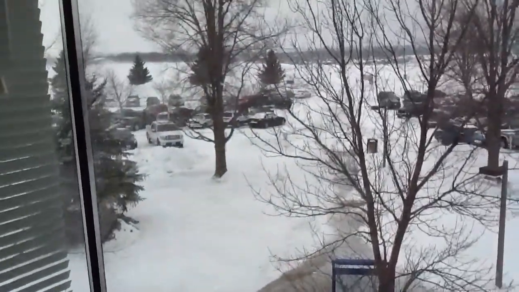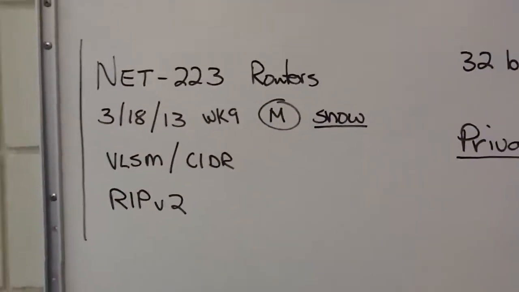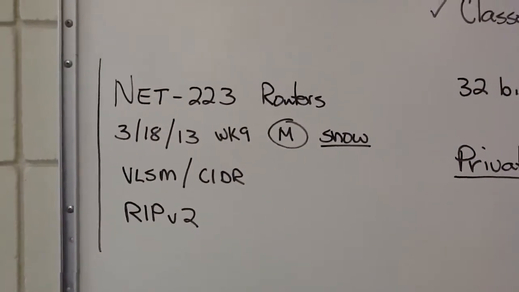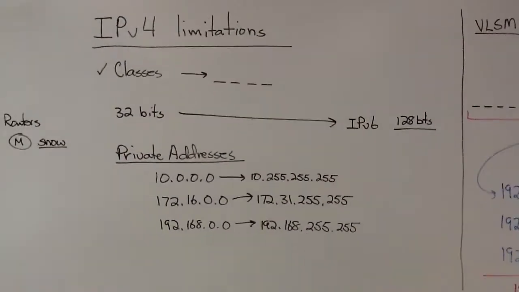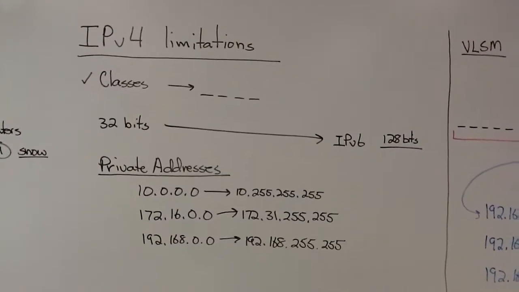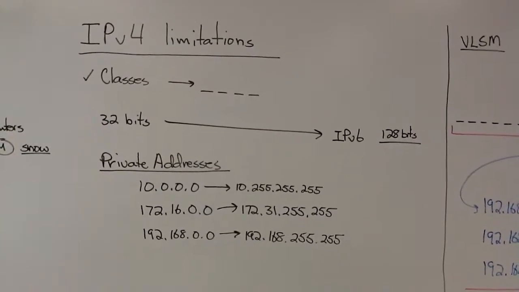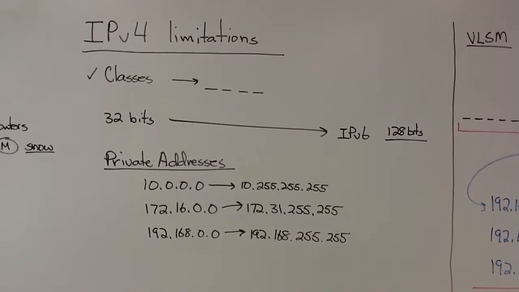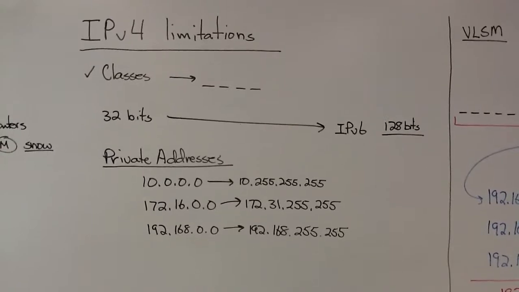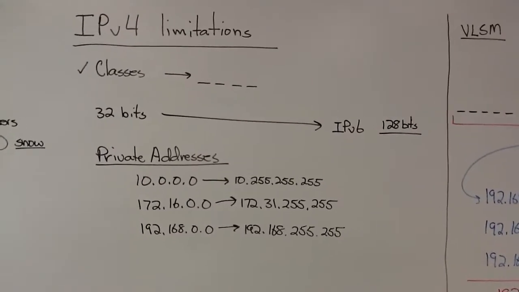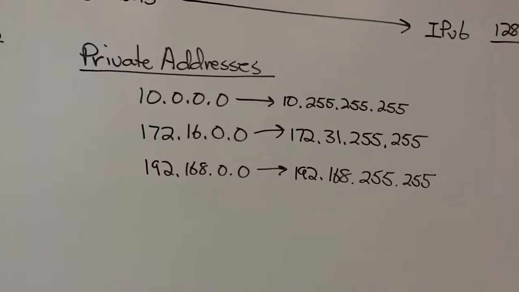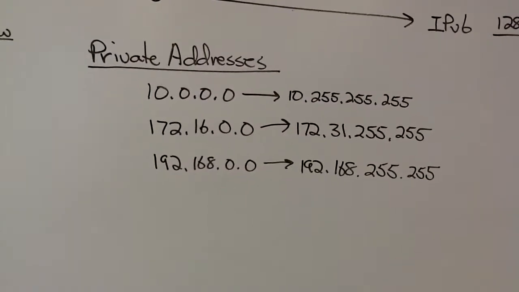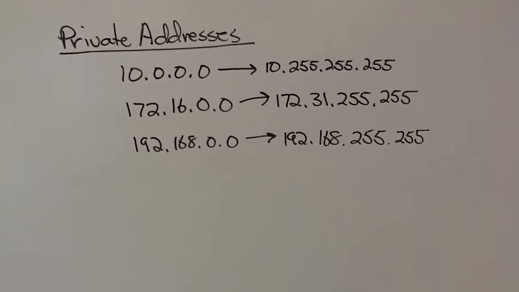So we had some people that weren't able to make it in from outside of town. We went ahead, we talked about IP version 4, we talked about classes again of that, talked about 32-bit addresses and IPv6 128-bit addresses. We reviewed the private addresses and talked a little bit about using public addresses out on the internet.